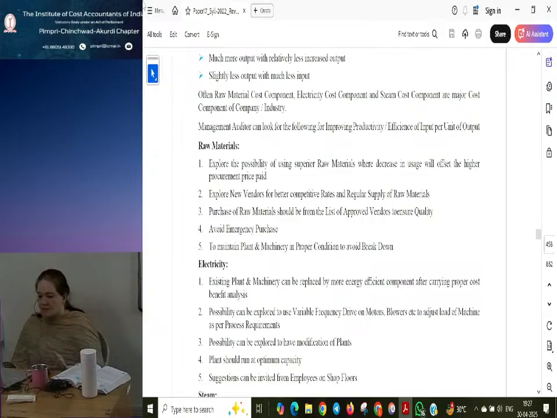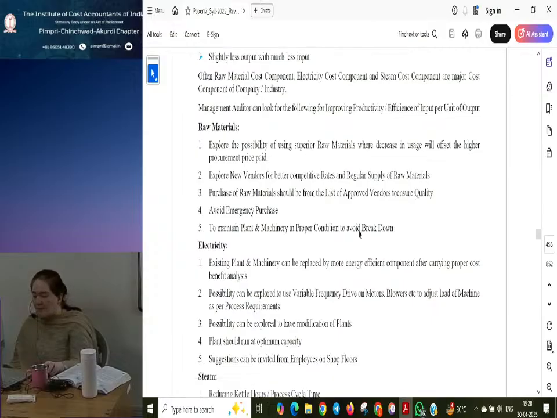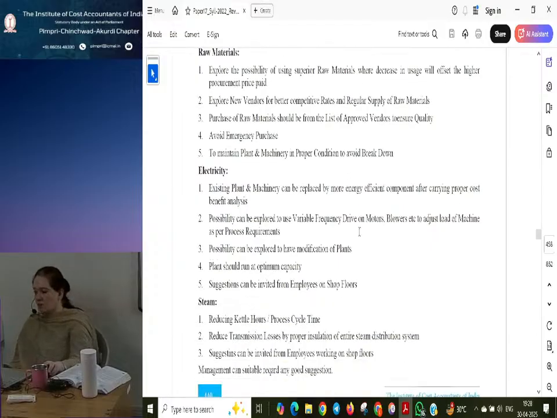Then coming to electricity, for efficient utilization of electricity, a possibility that can be explored is to use variable frequency drives on motors, blowers, etc. to adjust the load of the machine as per process requirements. Then the possibility can be explored of modification of plants. So these are some technical levels wherein power saving is actually looked into. The plant should run at optimum capacity, and suggestions can be invited from employees on shop floors, because they are the people who actually work. So they have a lot of ideas too. So we've got to voice out such suggestions.